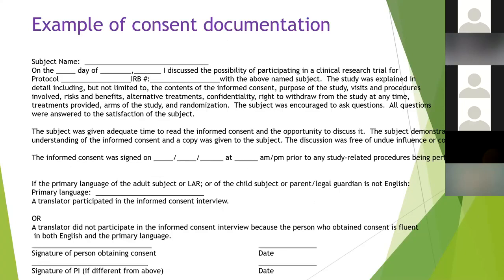So here, next slide, is actually an example of what UT uses for guidance for helping their investigators know what to chart in their research record. It's kind of wordy, but basically it's subject name, the protocol, the IRB number, that the subject was given the information, they were given adequate time to read, it was signed at a certain time, and then the language of the subject and whether or not a translator was present. I'll be happy to send this to anyone if they want to email me at mlyn@uthsc.edu. Next slide, please.